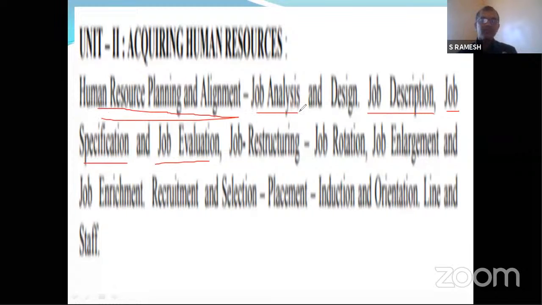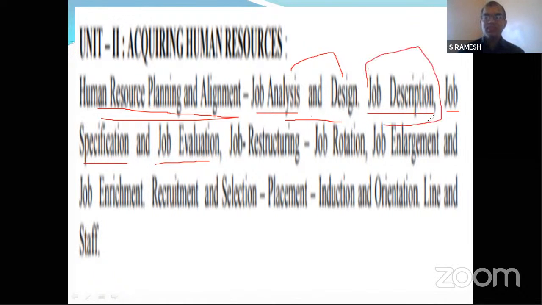Job analysis, as I already mentioned, is a systematic examination of what, why, when, where, how, everything about a particular job. Based on job analysis, job design takes place, meaning what tools are required and at what time, if you perform a particular job, it is feasible for the organization. Everything will be designed and structured. Then whatever you have found out in job analysis and job design, you are going to describe in written form. You are going to put it in writing.